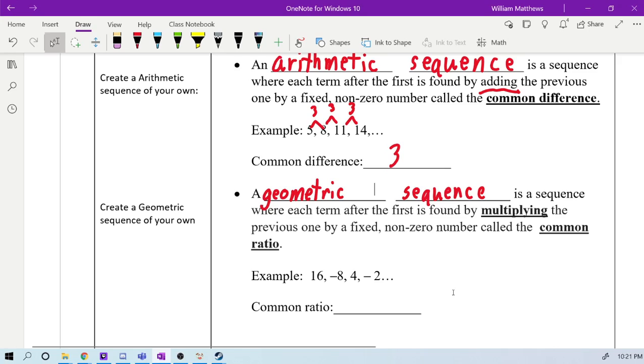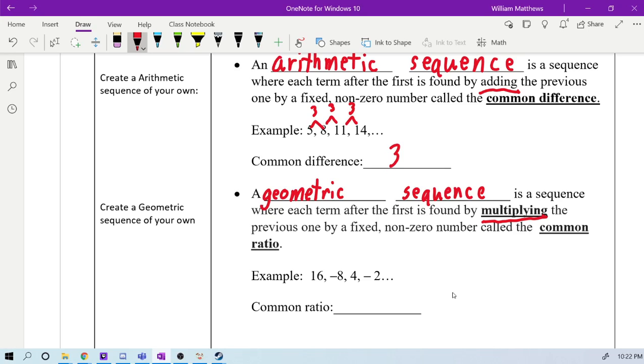Another special sequence is a geometric sequence. A geometric sequence is a sequence where each term after the first is found by multiplying, which this time we have bolded just for extra emphasis, multiplying the previous one by a fixed non-zero number called the common ratio.